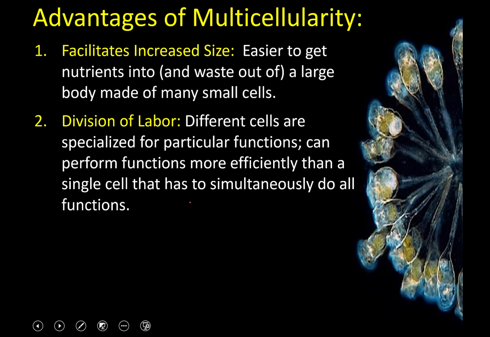Next, division of labor. Different cells are specialized for very particular jobs within the body. Certain cells can perform functions more efficiently than a single cell that has to simultaneously do everything. So if you have particular cells that are just focusing on one task, they can become very, very good at it because it's their sole focus. But if you have cells that have to do every task, they have to perform movement jobs, they have to clean up waste, they have to digest food, they have to patrol for immune system disease invaders. They can't be particularly good at any of those jobs because they have to do them all. Right? So this actually makes your body overall more efficient if you have cells that just get really good at particular tasks and then rely on different cells in the body to do the other tasks.